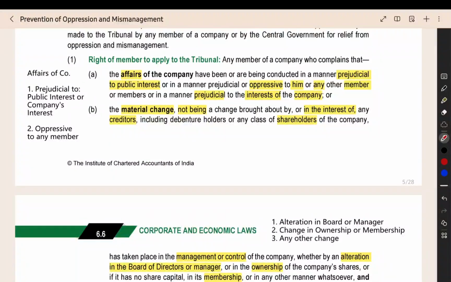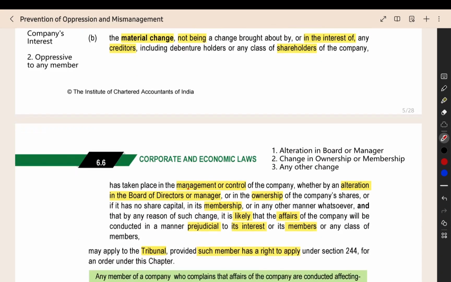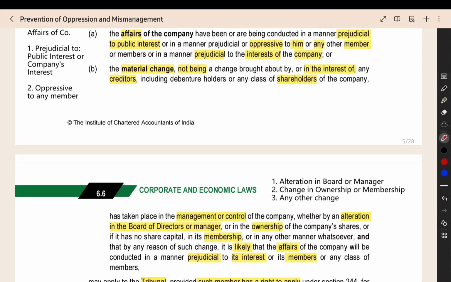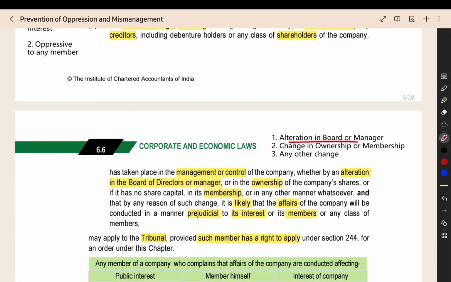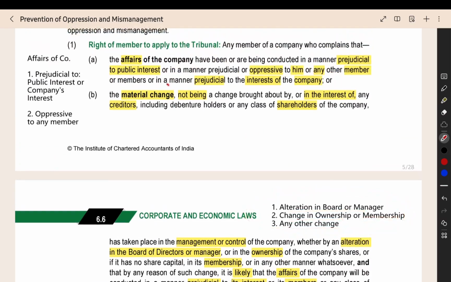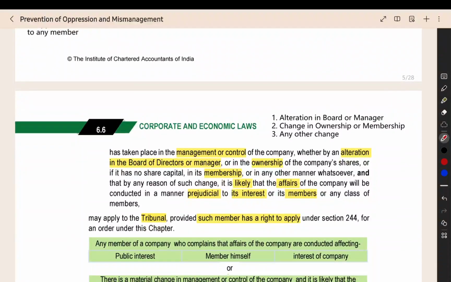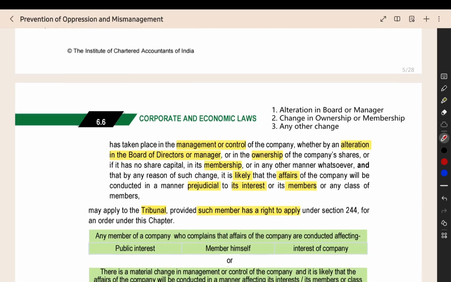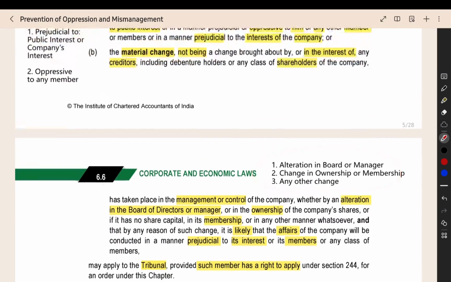Then the member can apply to the tribunal. Then, they are bringing a material change in the management or control of the company. They are bringing a big change in the management or control of the company. What change are they bringing? Alteration in the board or manager, change in the ownership or membership, any other change. Like this, they are bringing big, material changes which, in the opinion of the member, are not good for the interest of the members or the company. It is harmful in the opinion of the member. Because of these changes, the member can apply to the tribunal.